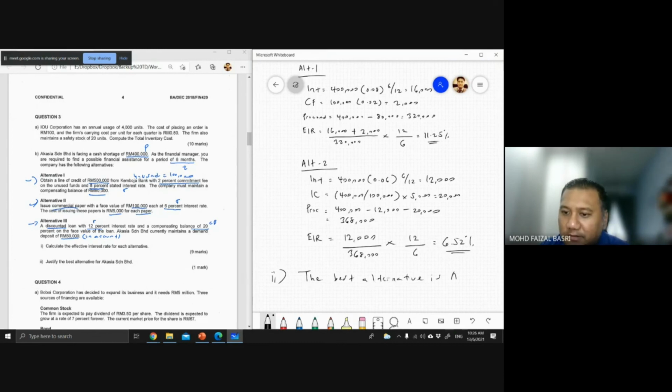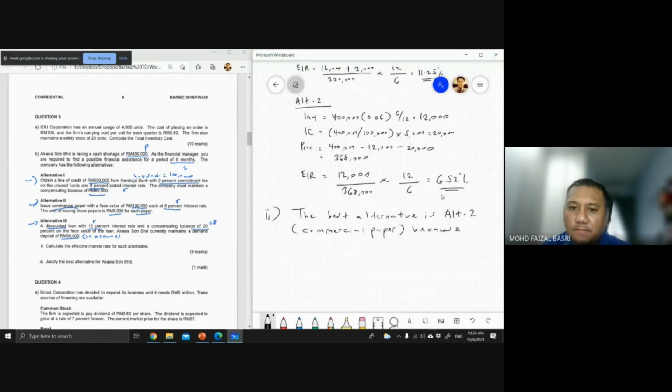Is alternative 2, ataupun dalam bracket commercial paper. Because it offers the lowest rate. Okay, so there are two elements here. Number 1, your selection, and number 2, the justification.